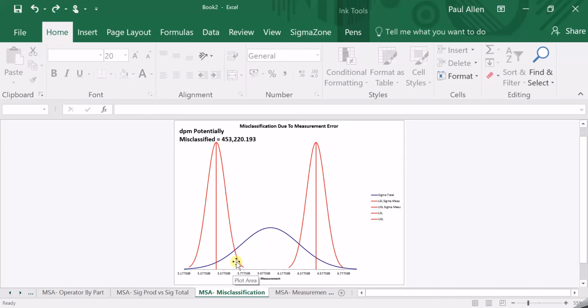So the misclassification rate is extra information, but it doesn't help you answer the questions: is my measurement system any good? Where's my problem? What am I going to do about it? But it does say you better get on with this.